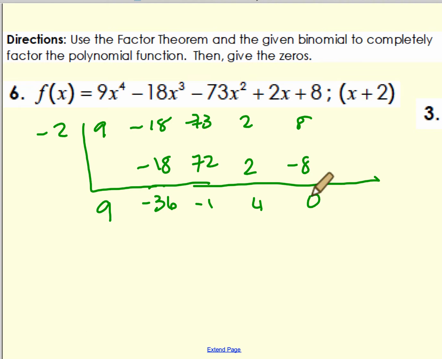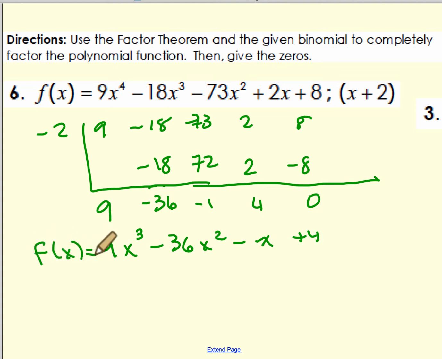Okay, so what it tells me now is that I have 9x to the third power minus 36x squared minus x plus 4 is the remaining factor after I go ahead and split it up into those two. So now I can either see if I can factor that cubic part of the polynomial, or if I can go ahead and look for further zeros. In this case, I can go ahead and factor it by splitting, so I'm going to do that.